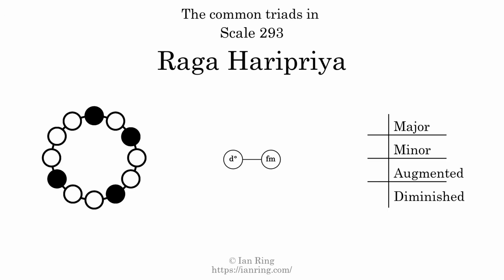Here are the common triads present in this scale. The diagram in the center is a graph of parsimonious voice leading between triads. There are no major triads. There is one minor triad. There are no augmented triads. There is one diminished triad. Here is a Hamiltonian path of parsimonious voice leading that uses all the triads.